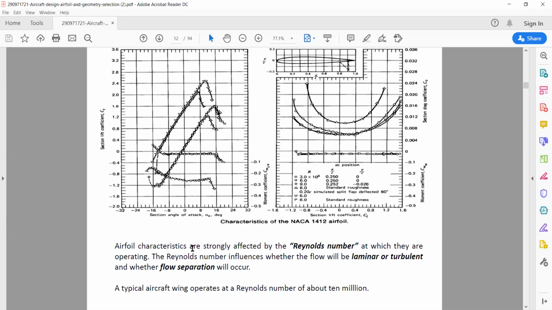Okay. See here, airfoil characteristics are strongly affected by the Reynolds number. Already we know that the Reynolds number tells whether the flow over the airfoil is laminar or turbulent. Also, CL, CD, CM are functions of alpha, the angle of attack, and the free stream Mach number. The Reynolds number tells whether the flow over the airfoil is laminar or turbulent at the conditions they are operating, and whether flow separation will occur or not.